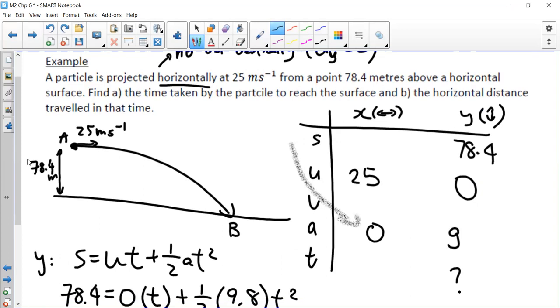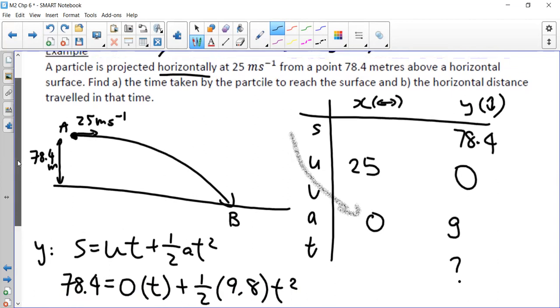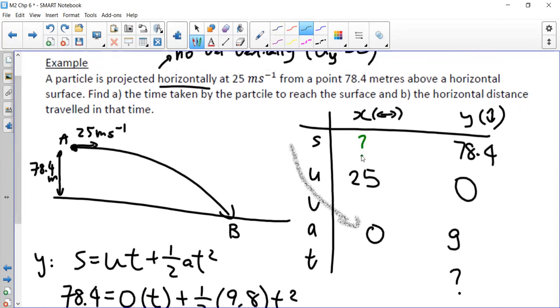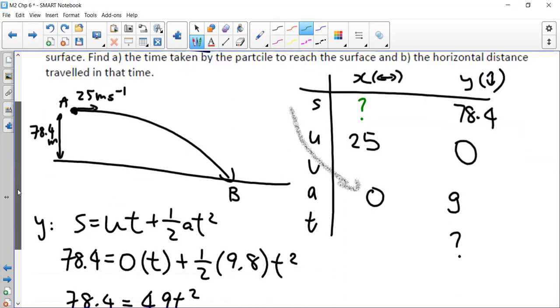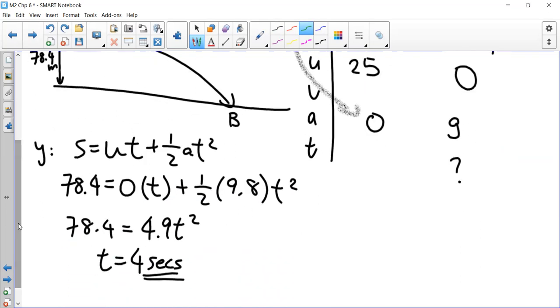Now, in this Suvat table, can you pinpoint which entry or gap in the table they are asking about in this horizontal distance traveled? Yes, you're right. So it's SX. Well done. So to find SX, I write X colon, which means I'm working on X.